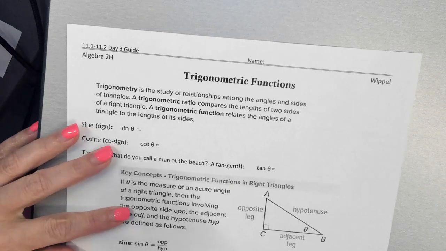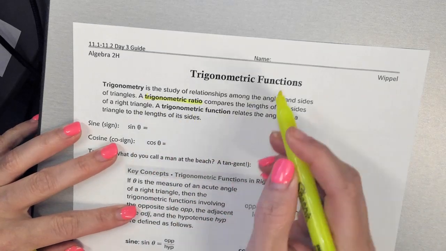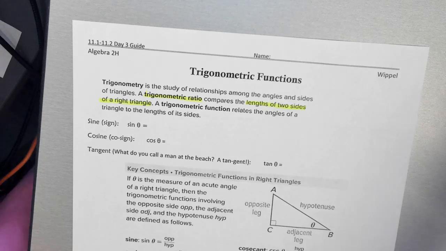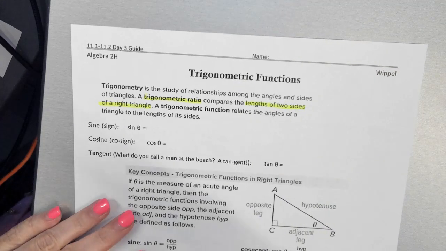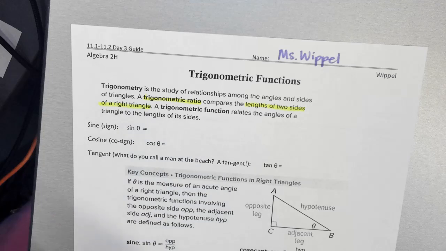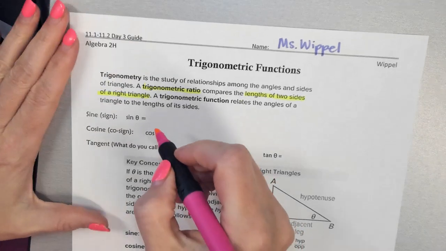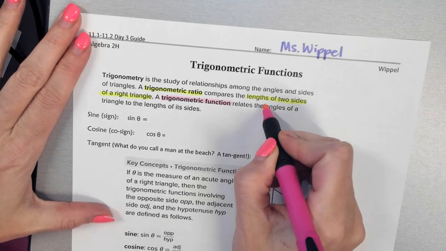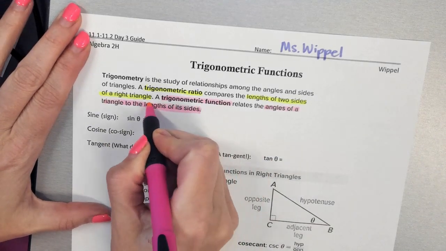Okay, so a trig ratio is going to compare the lengths of two sides of a right triangle. So we are going to be working with right triangles today. And a trig function is going to relate the angles of a triangle to its sides. So a trig function relates the angles of a triangle to the length of the sides.